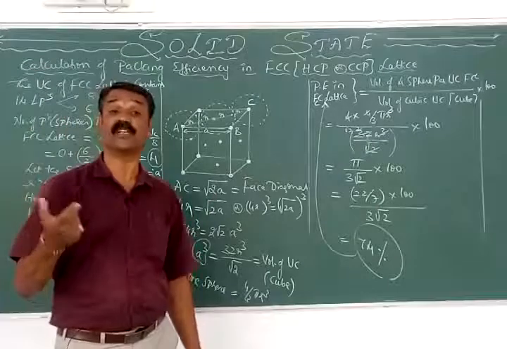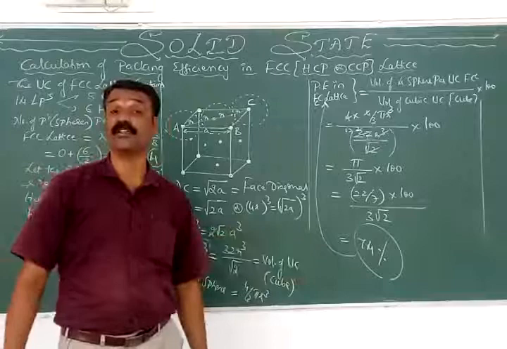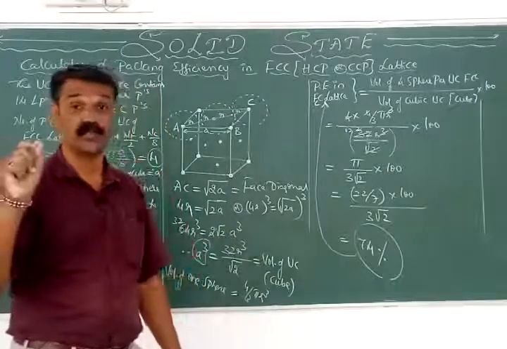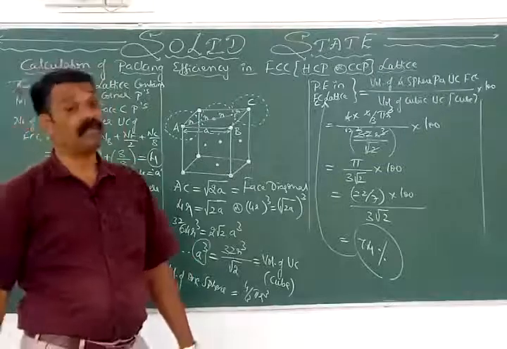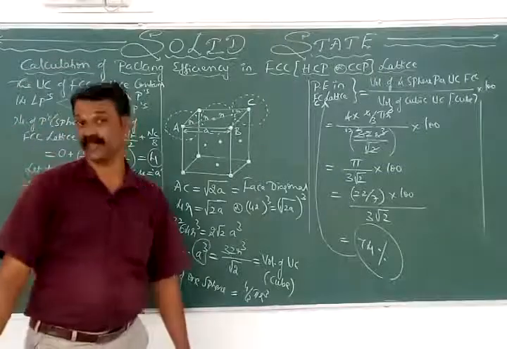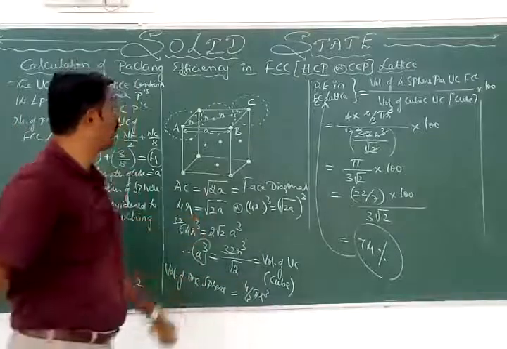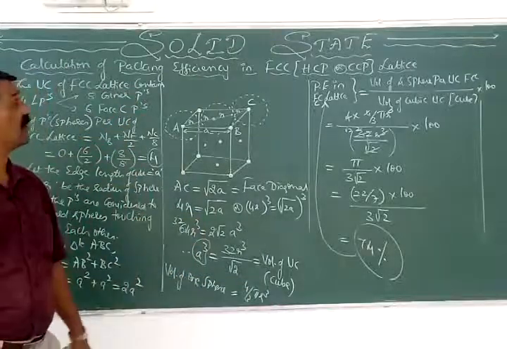What is the vacant space that is present? It is 100 minus 74, which is equal to 26%. What is this 26% actually? It is the volume of the vacant space that is present, or indirectly we call it the void. So this is the calculation of the packing efficiency with respect to the face centered cubic lattice.